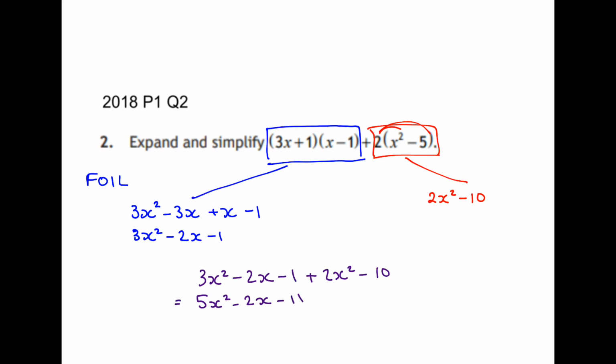Okay, so be really careful when you're doing these. You could have done it all in one line and that would have been okay as well, but you would have still had to do the two things. You've got to multiply these two brackets together and then multiply that one out and then add the two results.